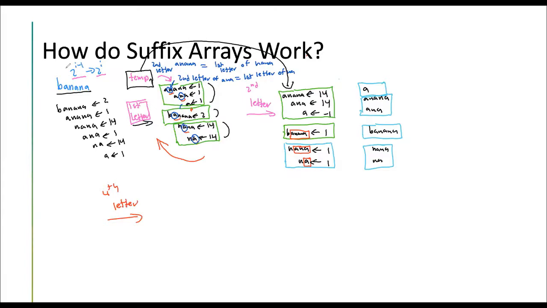Because as you recall, we're going from 2 to the i minus 1 to 2 to the i. So let's see. If we look at A, we can see that this obviously doesn't have any letters past 2, so we can just assign this a rank of -1 again. Looking at anana, the letters past the first 2 letters are just going to be anna. Since when we sorted by second letter, anna had a rank of 14, we're just going to give it 14.